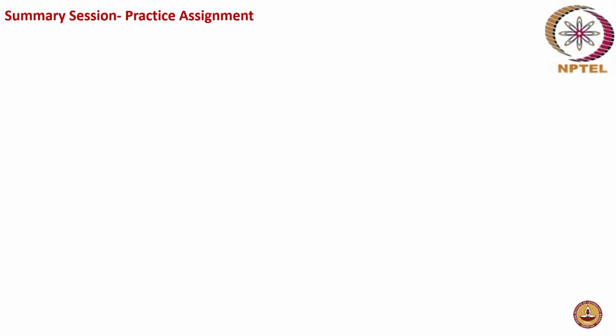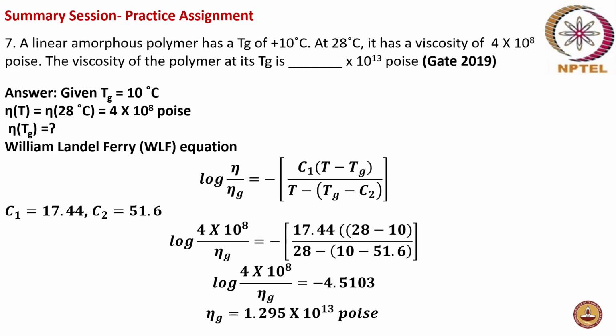Ma'am, how did you get C2 as 51? These are constants. For general materials, you will get this. For general polymers, C2 is around 50. C1 you can also get.